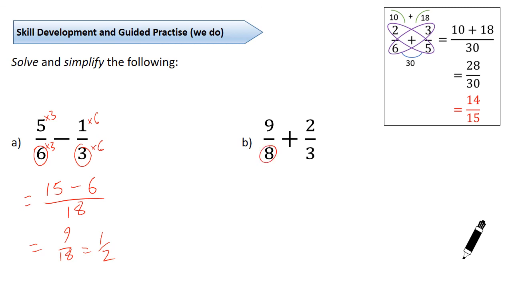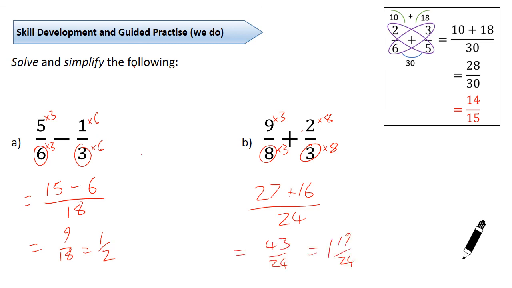Next one, same again, denominators are different, so get this 8, times it by everything on this side, 3, everything on this side, 9 3s is 27, 2 8s are 16, 8 3s is 24, or 3 8s are 24. Okay, that'll be 43 on 24, or simplifying down because the top number is bigger than the bottom number, 1 and 19 on 24.